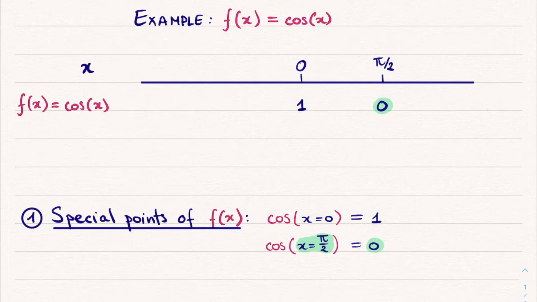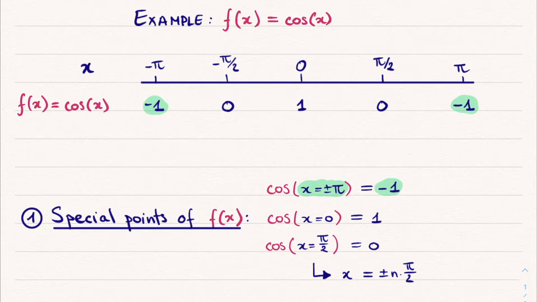And we know that the cosine returns 0 for x equal to pi over 2. But because it is a periodic function, it will also be 0 for any multiple of pi over 2. Additionally, the cosine is minus 1 for minus pi and pi.